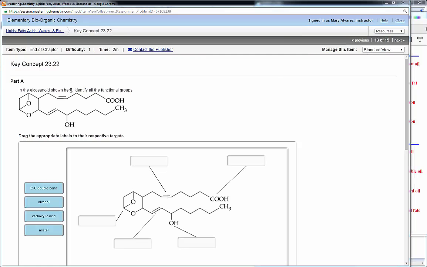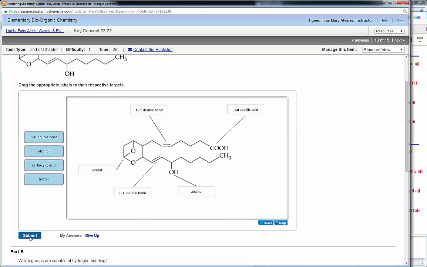Next, again, we're looking at the thromboxane eicosanoid, and we're just going to identify functional groups. Hopefully you recognize that as a carboxylic acid. That is a carbon-carbon double bond, and there's another one of those down here. This is an alcohol functional group. And this carbon has 2 bonds to ethers. That is an acetal. Fancy.